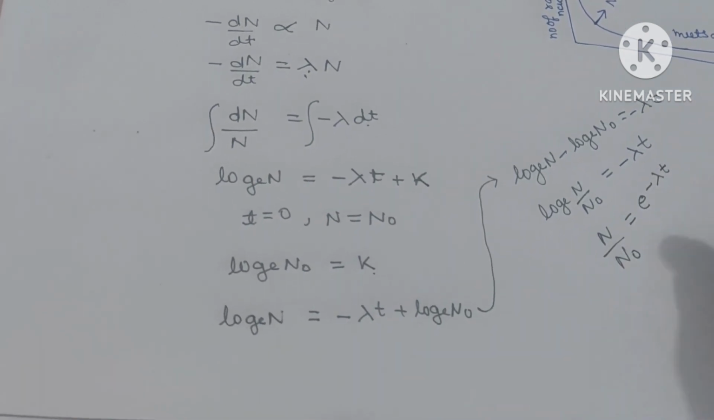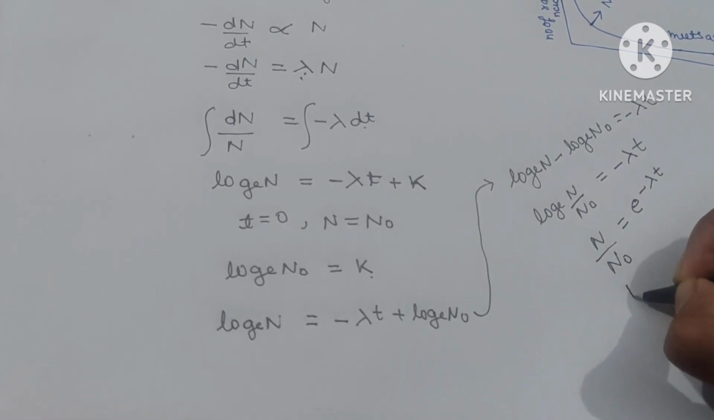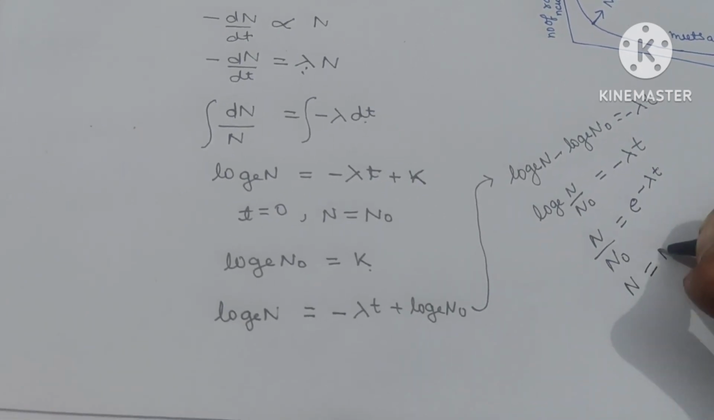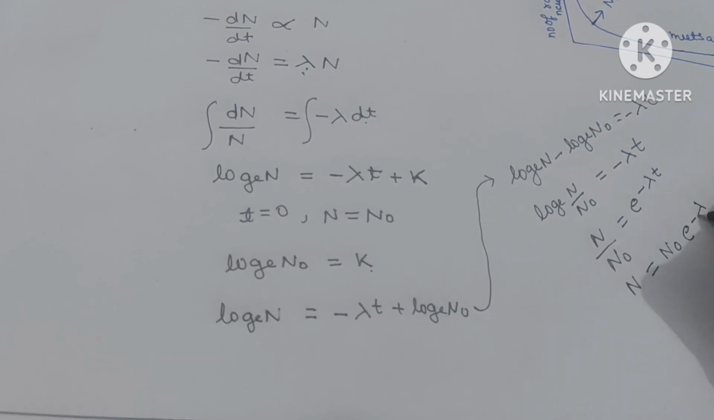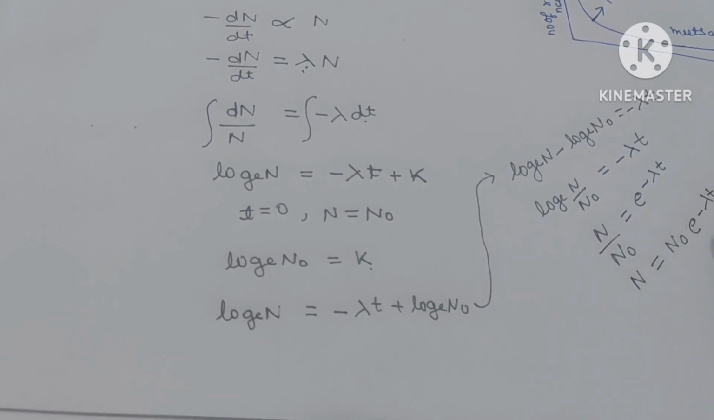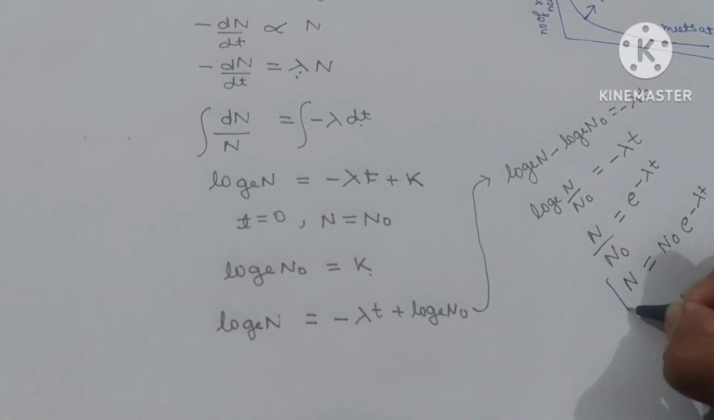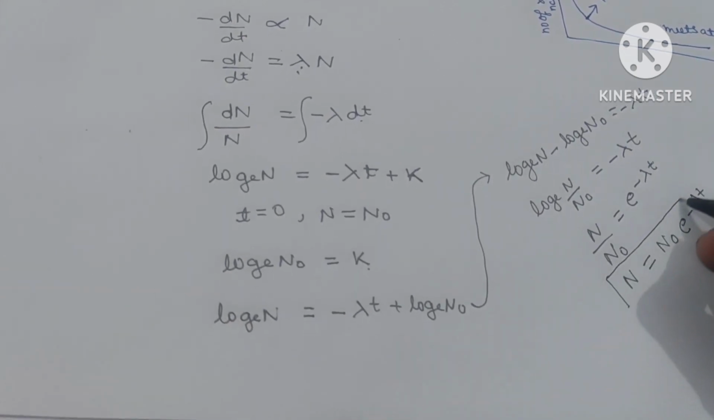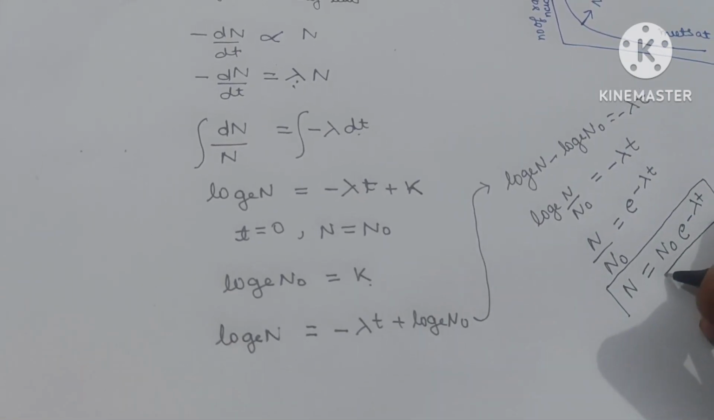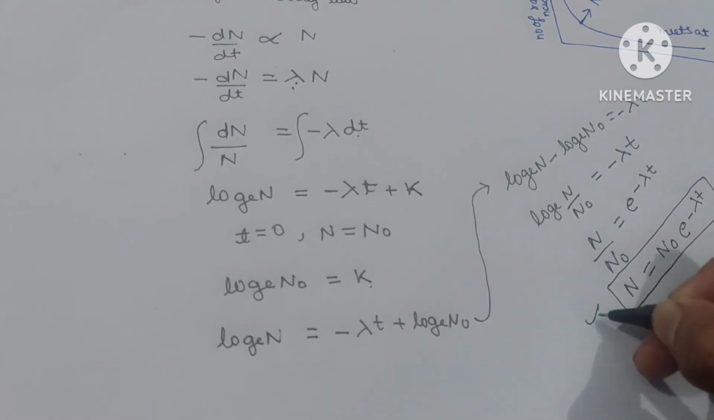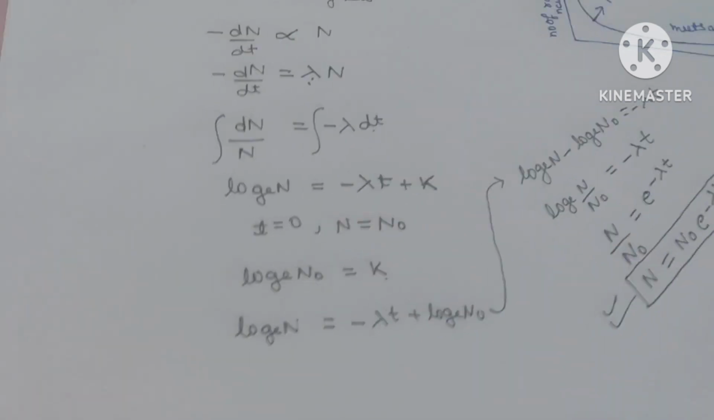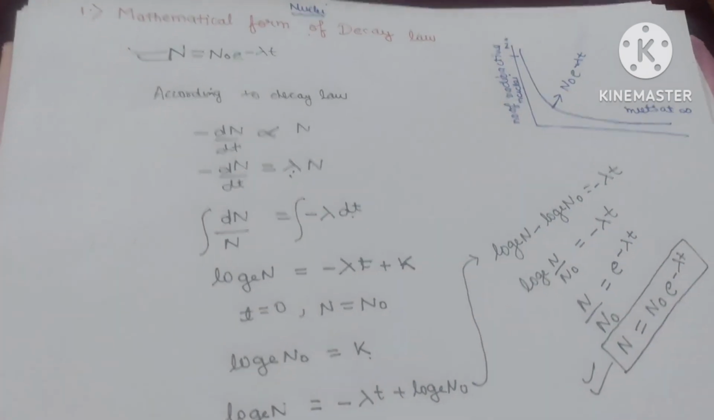And N equal to N naught e to the power minus lambda t. So we'll have our equation. Proved. Thank you.